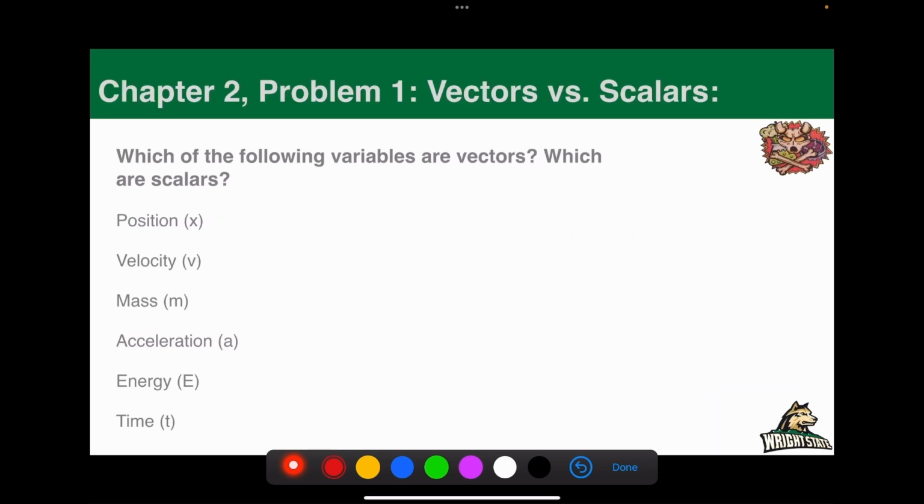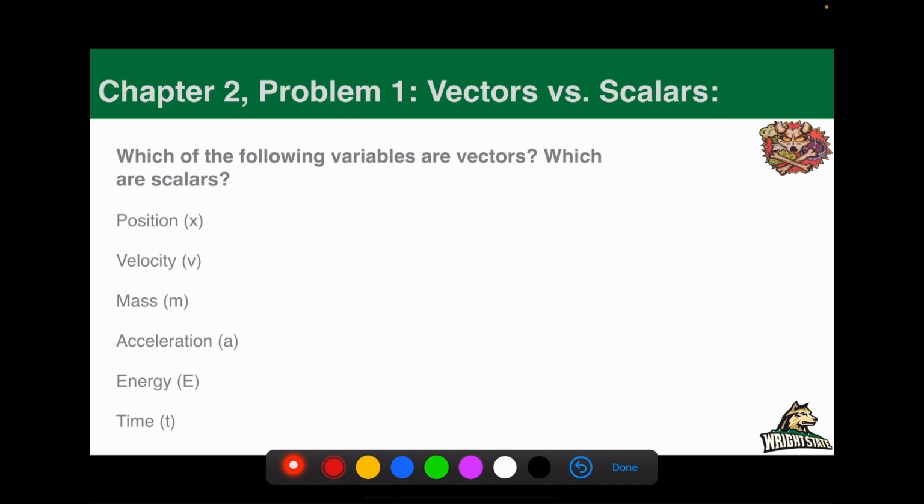Okay, so let's do our first Dora the Explorer problem. Scalars versus vectors. This is a pretty easy one, but I want you guys to try to pause the video and figure out whether the following measurements are scalars or vectors. So pause the video, try to figure out whether all of these measurements are scalars or vectors. You got position, velocity, mass, acceleration, energy, and time.